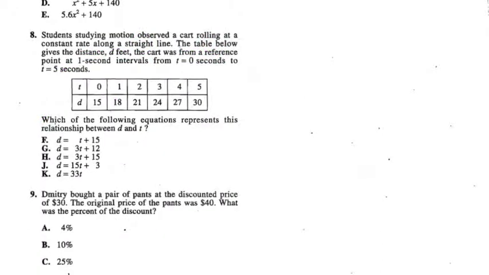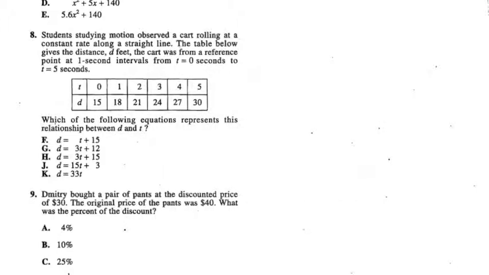Number 8 is an integrating essential skills question, and it deals with linear equations, so finding linear relationships. Students studying motion observed a cart rolling at a constant rate along a straight line, so constant rate. The table below gives the distance d feet the cart was from a reference point at 1 second intervals from t equals 0 seconds to t equals 5 seconds. The constant rate shows that it's a linear relationship, and we have a bunch of these data points. For t equals 0, 1, 2, 3, 4, and 5, we have distance d.